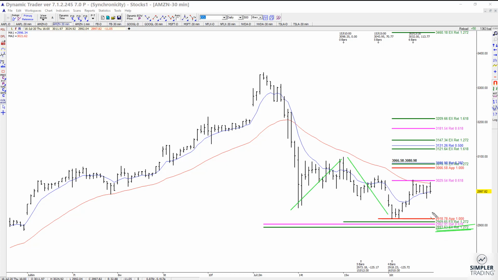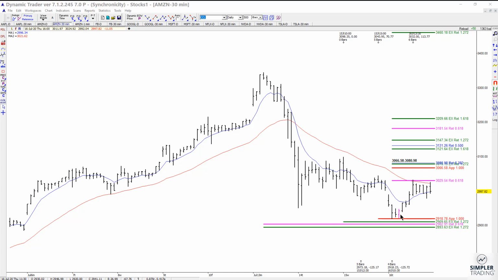a similar price cluster decision. And also one of the price relationships was 100% of this first decline, which was 125.17, projected from here, gave us the 29.1878 area. 29.1823 was the actual low, close enough.